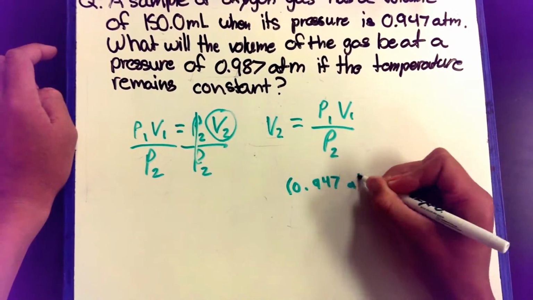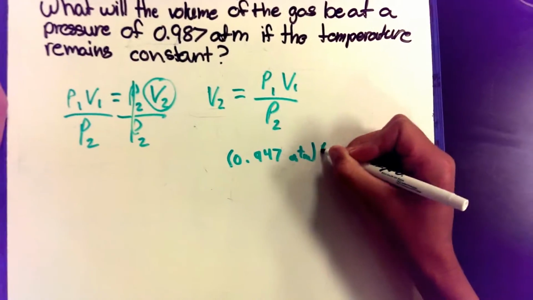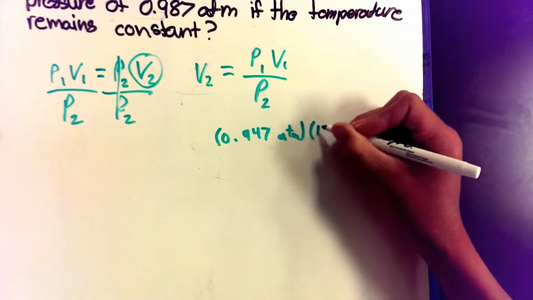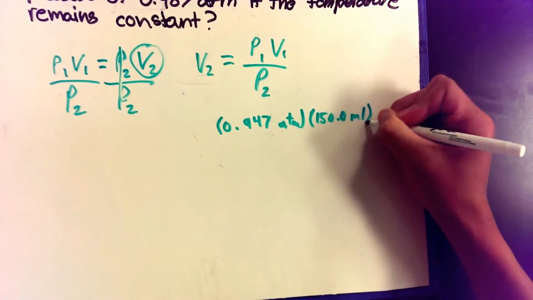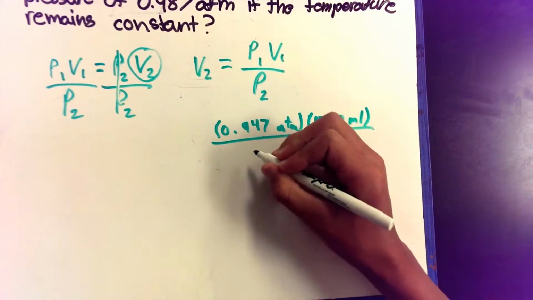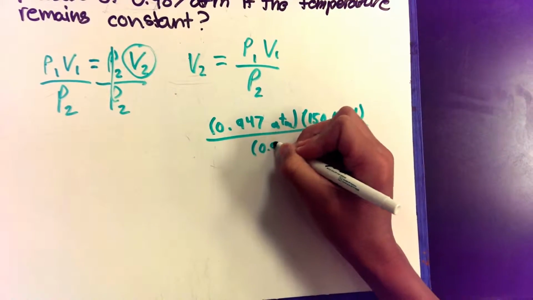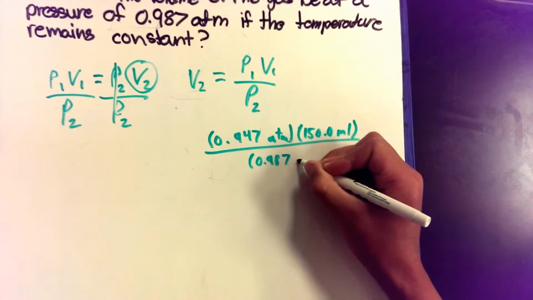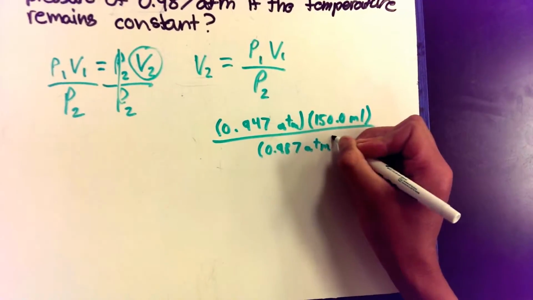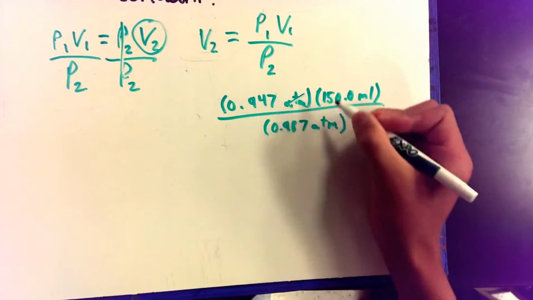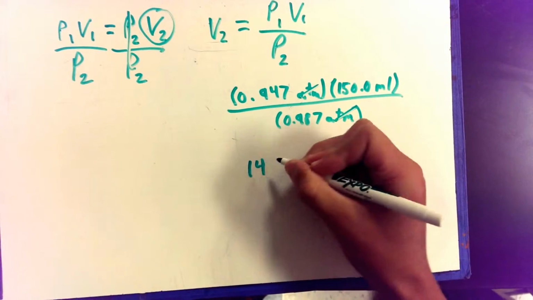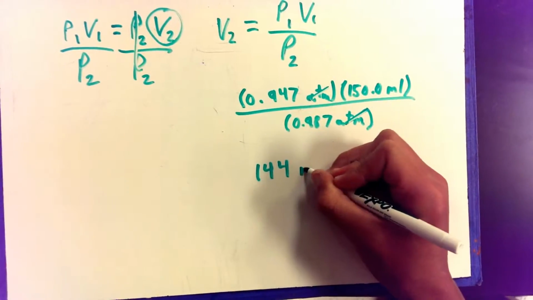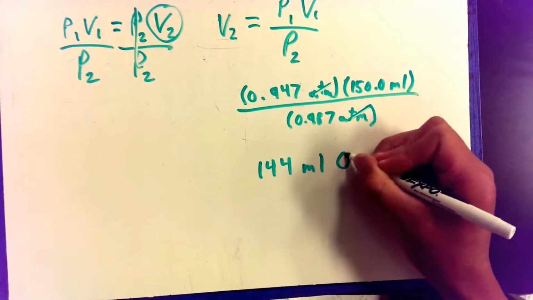0.947 atm times 150 milliliters divided by 0.987 atm. And then the atm cancels out, and the answer will be 144 milliliters O2.